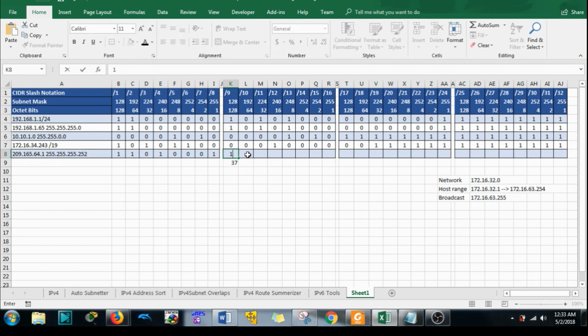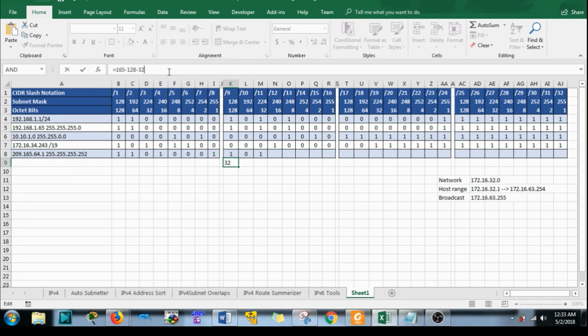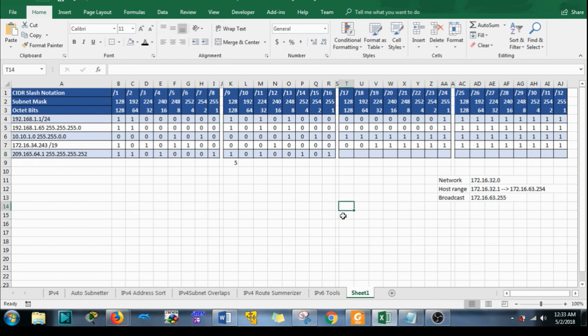We can't put any 64, so that's going to be a 0. Can we put a 32? Sure can. Let's do a 32. We got a remainder of 5, so we can't put any 16s or any 8s, but we could do a 4, and then plus 1 would be 5. So 0 2s. Just did that in my head real quick.